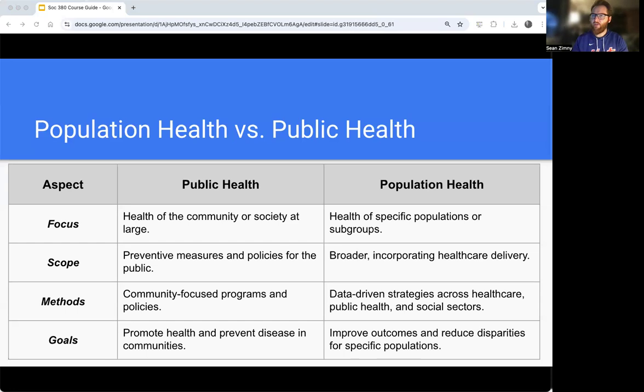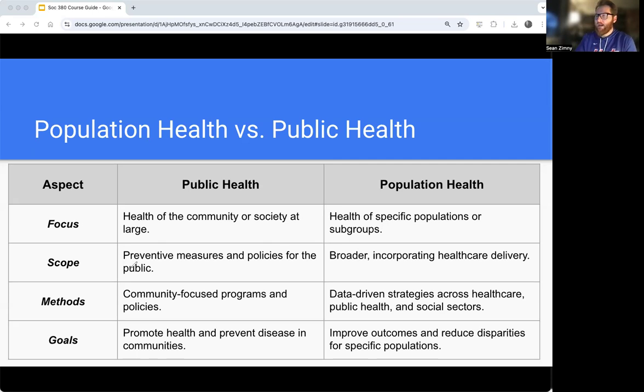So if you think of population health versus public health, here you see on the table, let me get my cursor to make sure I can annotate here. Here we go. So you see the aspect going down: focus of each, scope of each, methods of each, and goals of each. And you see public health and population health. So let's go one by one here. Let's go to the focus of public health versus population health. The focus of public health is the health of the community or society at large, versus the focus of population health, the health of specific populations or subgroups.